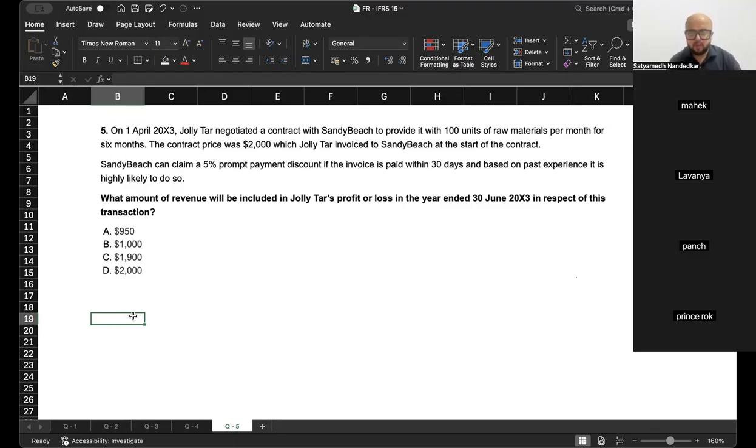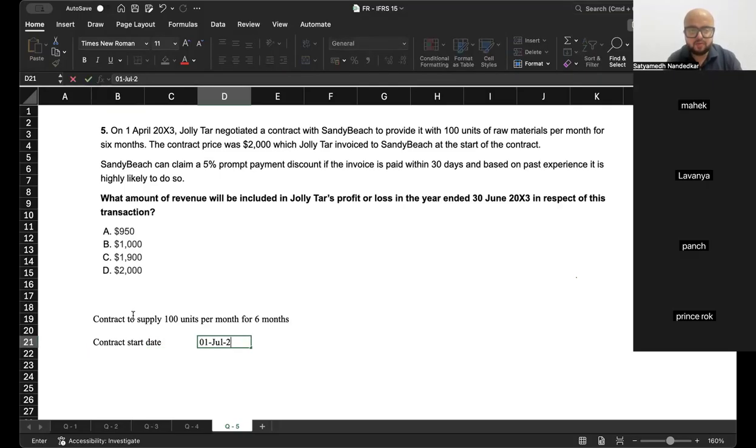1st of April 2003 को he entered into a contract to supply 100 units per month for 6 months. ठीक है. एंड कॉन्ट्रैक्ट स्टार्ट डेट क्या है? कॉन्ट्रैक्ट स्टार्ट डेट इज 1st of April 2003, and year ends on what date? Year ends on 30th June. ठीक है.